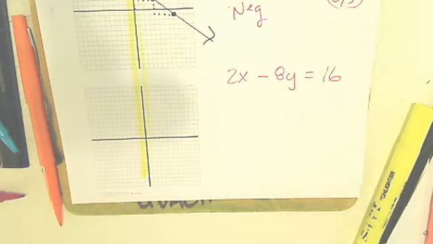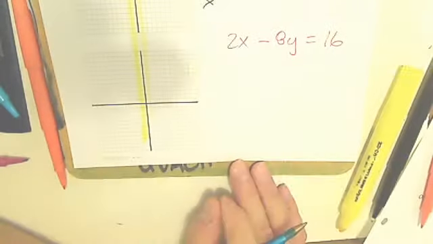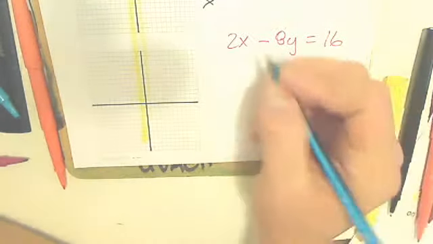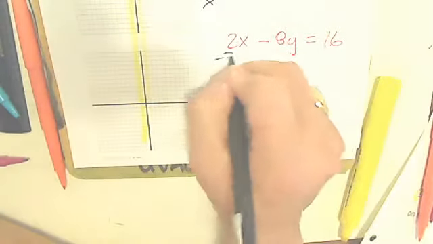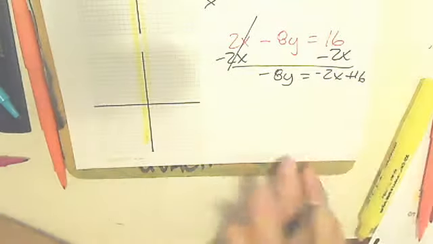Arrows. Where's your ruler? Arrows in the end. Leave that ruler in your binder. Here we go. You ready? First step. Okay, subtract 2x. Bring down 8y. Bring down negative 2x. Bring down 16.